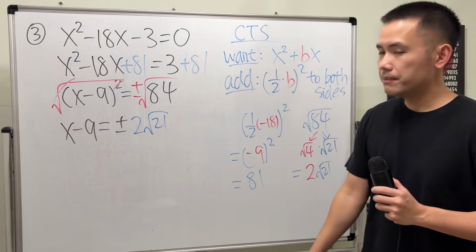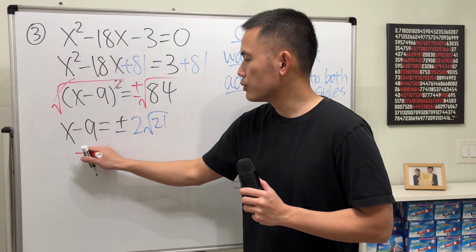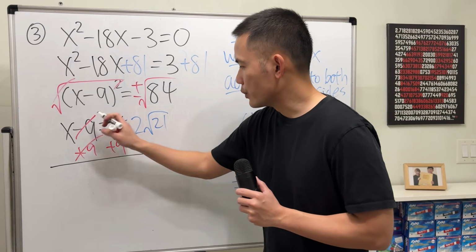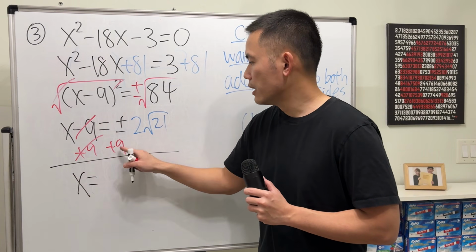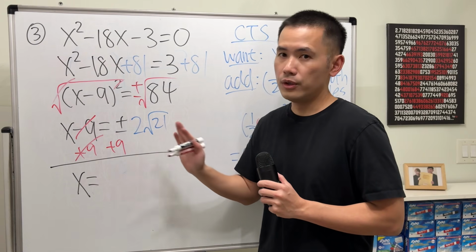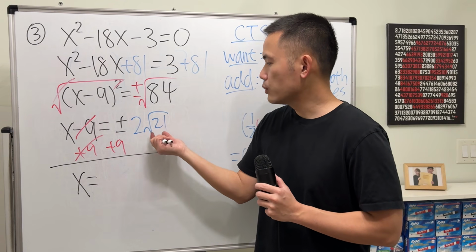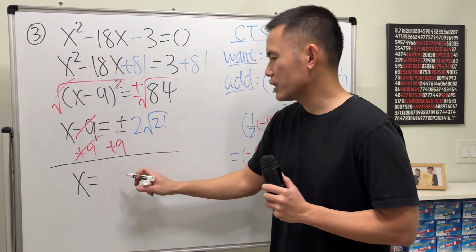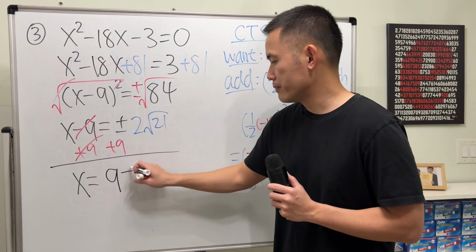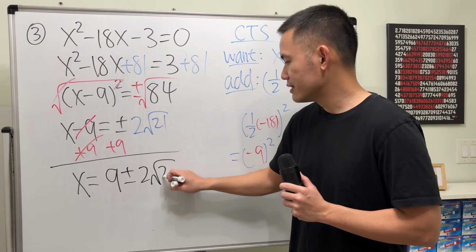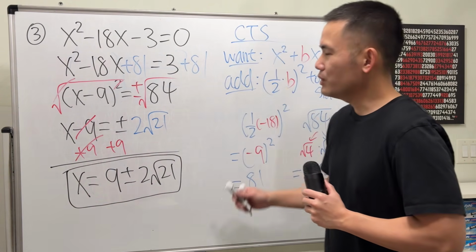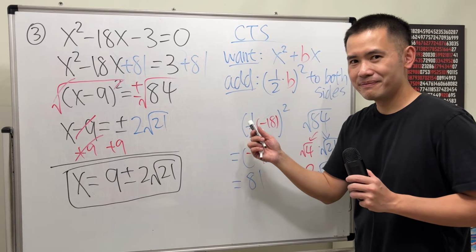And then finally, we just have to add 9 to both sides. So we get x is equal to 9 plus or minus 2 square root of 21. Do not combine the 9 and 2, no, because this 2 is multiplied with the square root of 21. So just go ahead and write it down. This is how we keep the answer in the exact form. Just like that. And that's it. With that said, we are done.